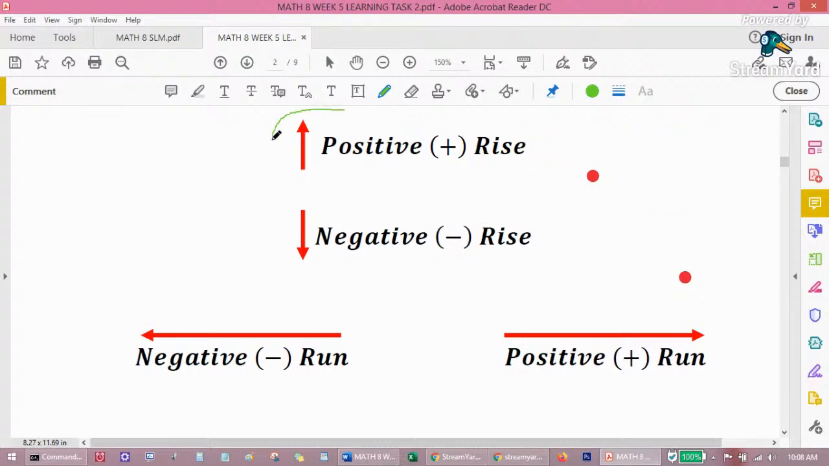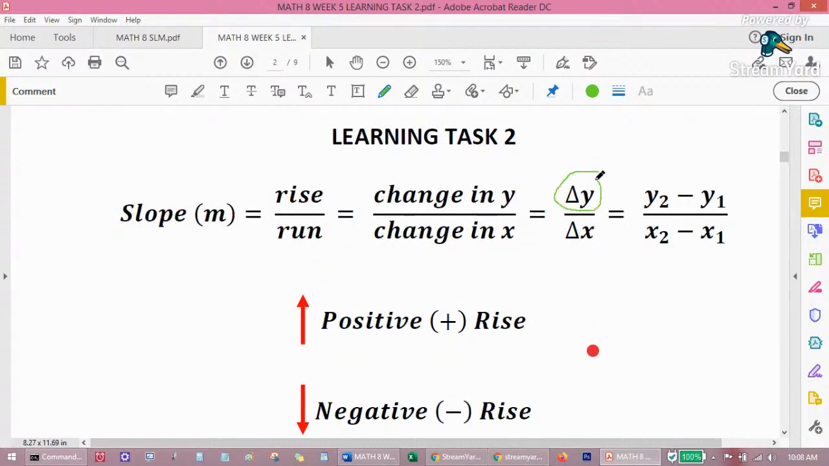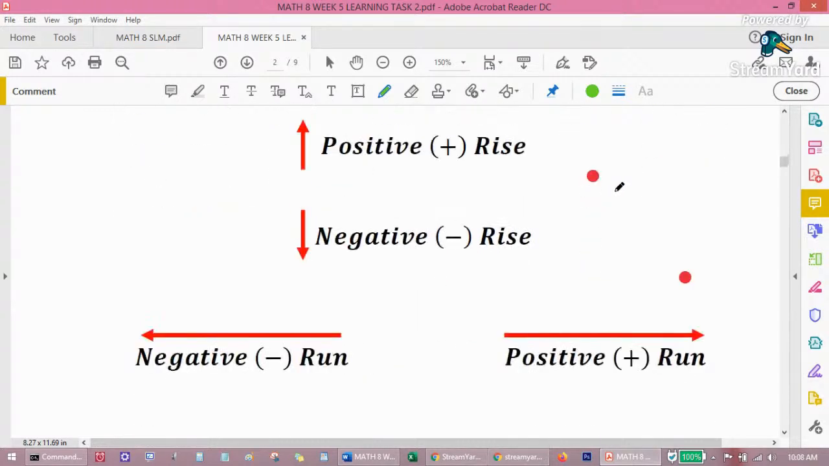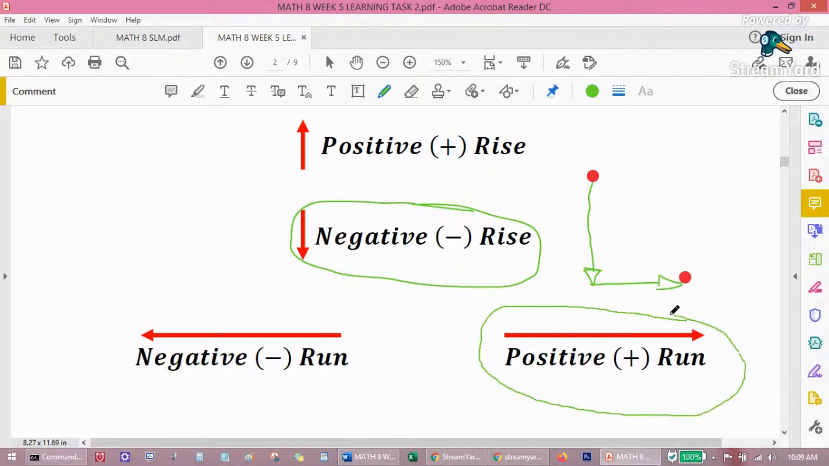Ganun din kung magsisimula tayo dito. So umpisa natin sa Y, kasi nasa itaas yung Y, no? So umpisa tayo sa Y. So kailangan natin bumaba kasi nasa baba yung next point. So dahil bumaba tayo, that is a negative rise. And then para makarating dito sa second point, pumunta tayo sa right side, is a positive run. Okay?